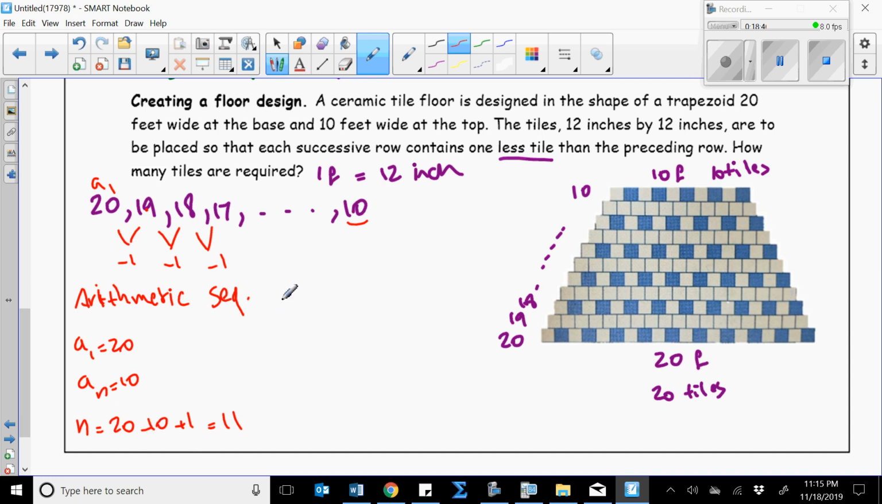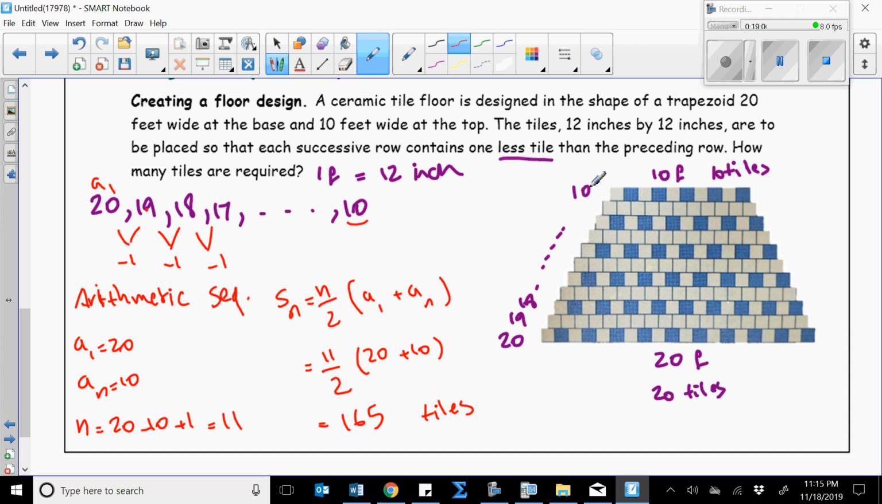Now I can use the formula Sn equal to n over 2 times A1 plus AN. 11 over 2 times 20 plus 10, which is equal to 165. So we need 165 tiles to put ceramic tiles here in this trapezoid formed floor.